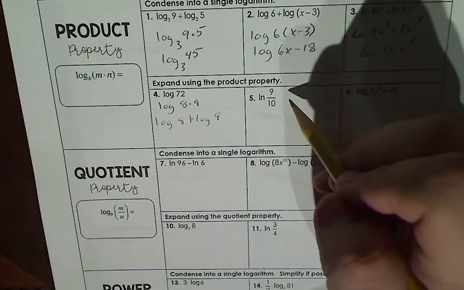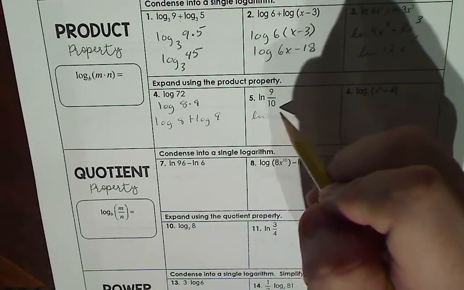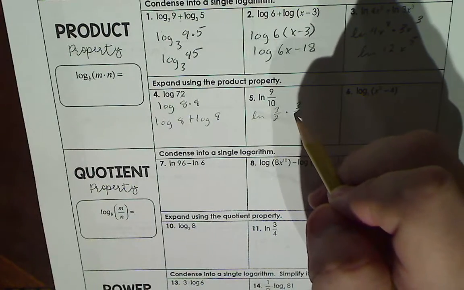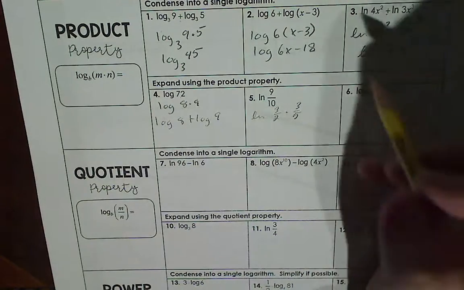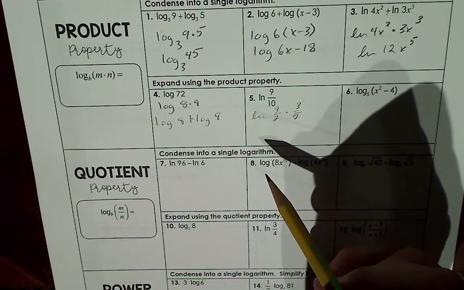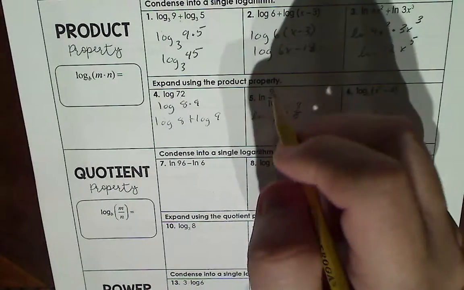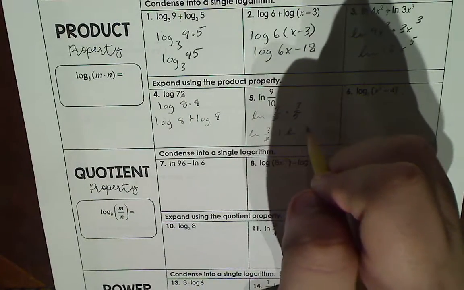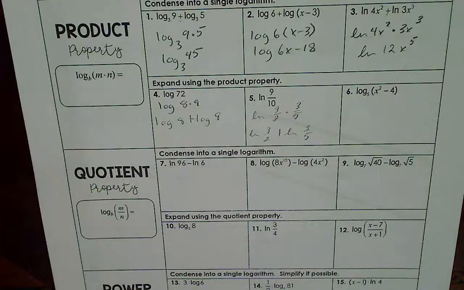Okay. Here, I can write this as a natural log of 3 over 2 times 3 over 5. That way, 3 times 3 is 9, and 2 times 5 is 10. So then I would write this as the natural log of 3 over 2 plus the natural log of 3 over 5. That's what expansion does.